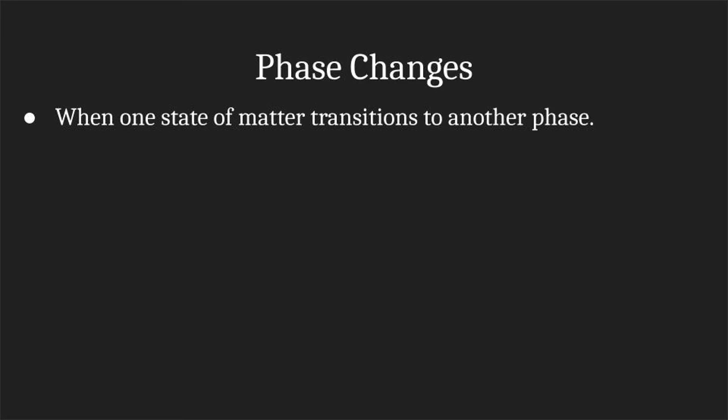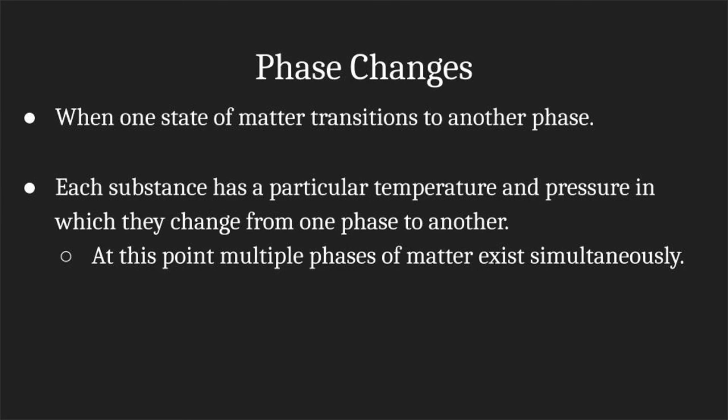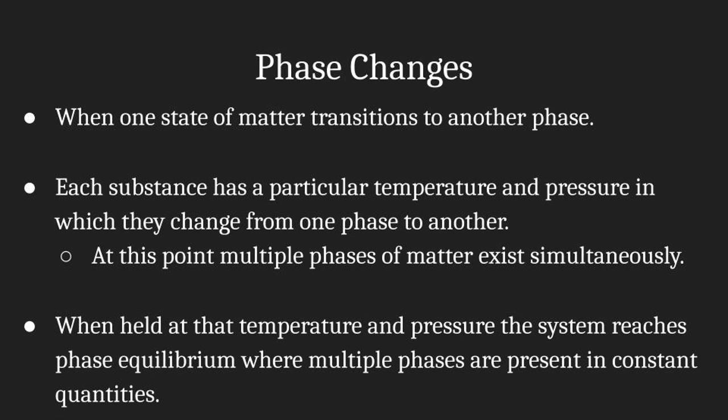Now that we've talked about the different states of matter, we're going to talk about phase changes, or the transitions between the different states. Each substance has a particular temperature and pressure at which that substance changes from one phase to another. At that exact temperature and pressure, multiple phases of matter exist simultaneously. If we were to hold the temperature and pressure there for a very long time, the system would reach what's called phase equilibrium, and the multiple phases would be present in constant quantities.